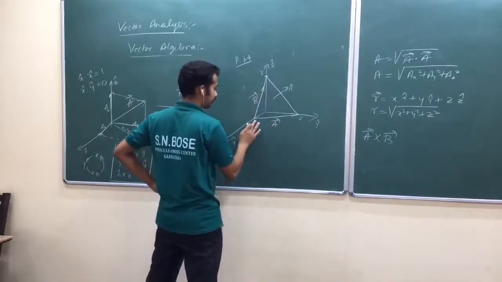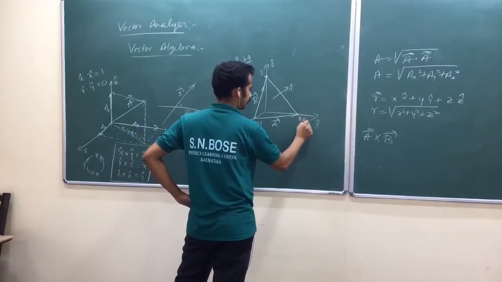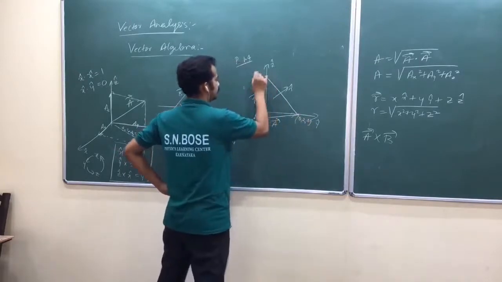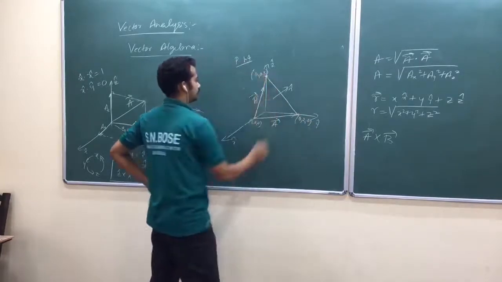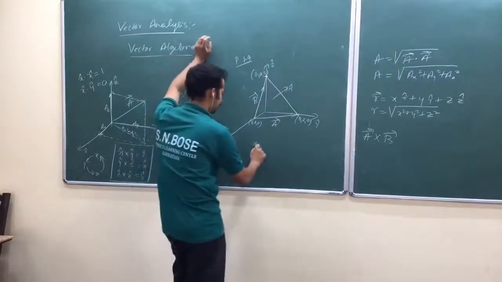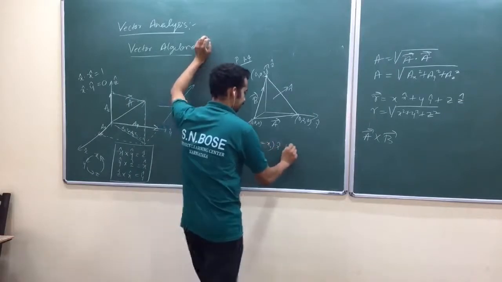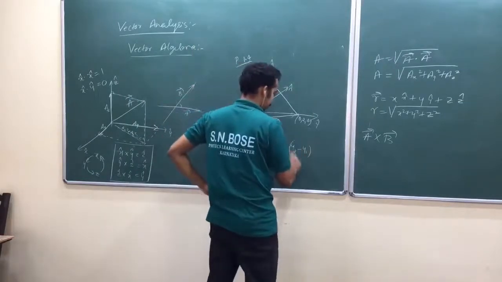Now, how do you find A? What is this point? 1, 0, 0. What is this one? 0, 2, 0. What is this one? 0, 0, 3. How do you define a vector from x1, y1, z1 to x2, y2, z2? x2 minus x1 times x cap, plus y2 minus y1. I hope you know this.